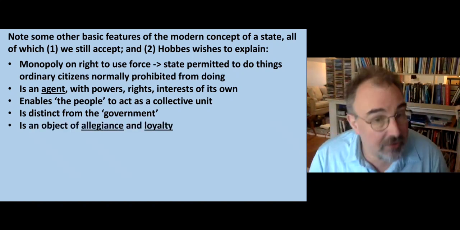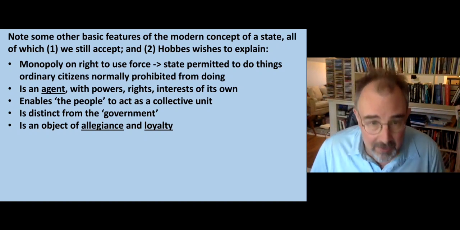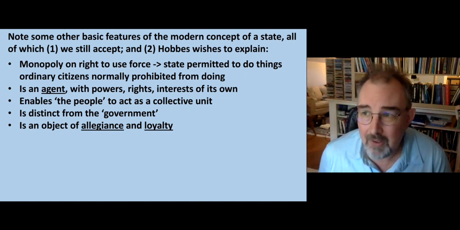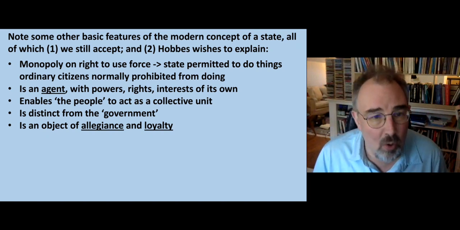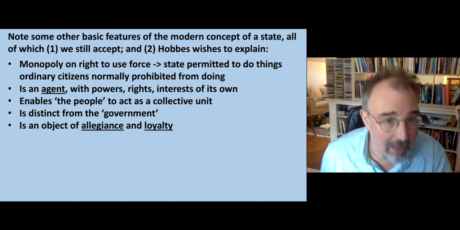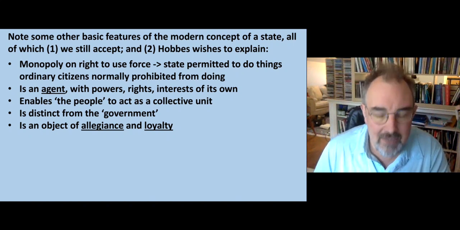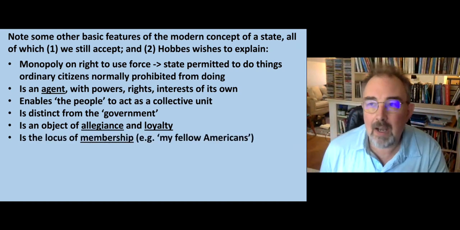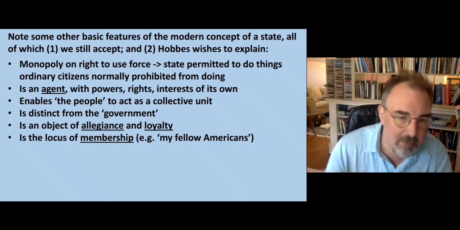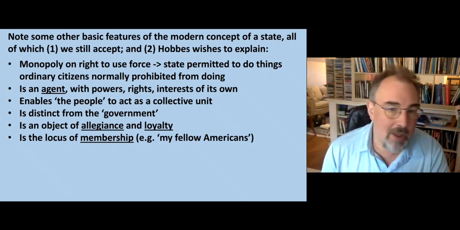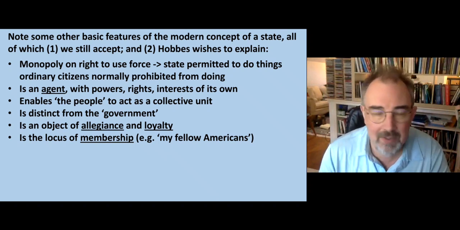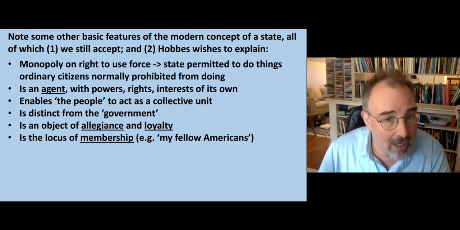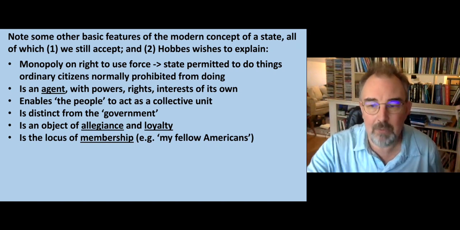The state is an object of allegiance and loyalty, something, again, we often overlook. But in the United States, as all of you know, school children are made to pledge their allegiance to the flag and the state every day in school. It's a puzzling ritual, but one we take for granted, and it shows that the state thinks of itself as an object of allegiance and loyalty. It's also the locus of membership. Americans speak of their fellow Americans, and there's some sense in which I share something with my fellow citizens, but it's often a little bit puzzling: what is it that makes a German a German? What is it that makes a Belgian a Belgian? What is it that makes an Irish person an Irish person? How is that membership to be understood?